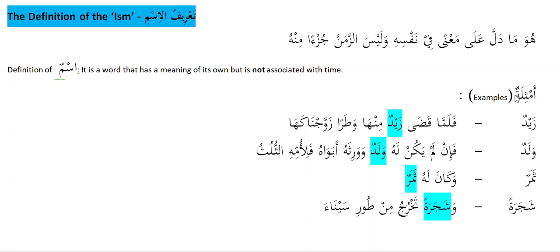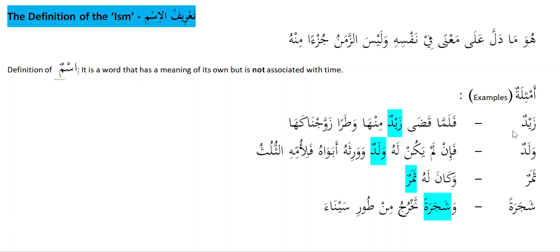Amthilatun. We would say amthila, which means examples. So I give here four examples. Zaidun. And in this book that I wrote, I try to get all my examples from the Quran, because my intention of this book was to teach a person Arabic so he can understand the Quran. That's why I'm using examples from the Quran, so that the student would be learning the Quran at the same time.